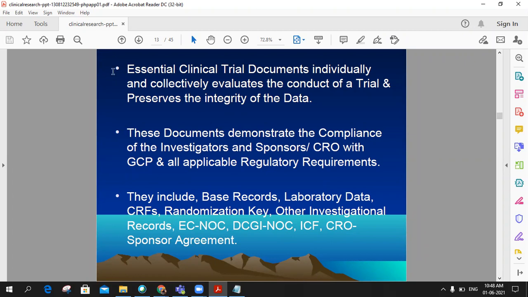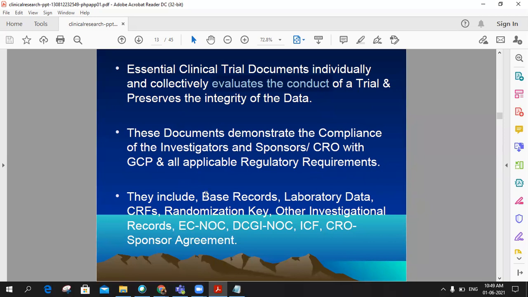And then the ICH GCP talks about some important documents for conducting clinical trials. Those documents need to be kept safe, because they will be evaluated. There will be audits or inspections from the regulatory bodies to the sites, the CROs, or the sponsors. Sponsors may be audited by the FDA, or sites may be audited by the FDA, right? All those documents help in evaluating how the trial was conducted. Was it conducted as per the protocol, ethics, and all other regulations? These documents demonstrate the compliance of the investigators, sponsors, or CROs with GCP and all applicable regulatory requirements.